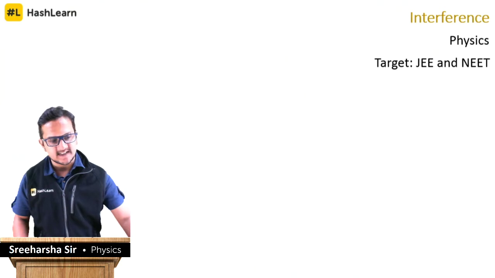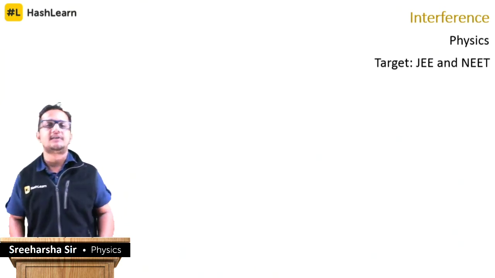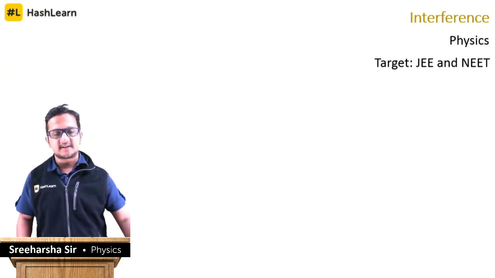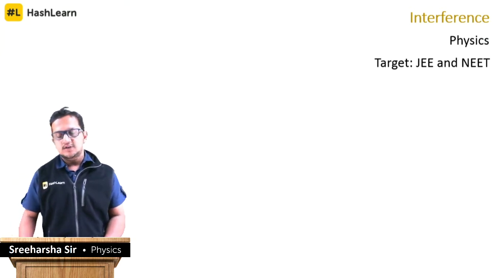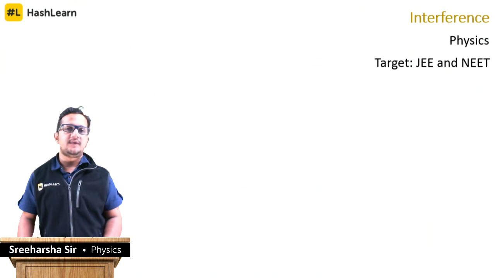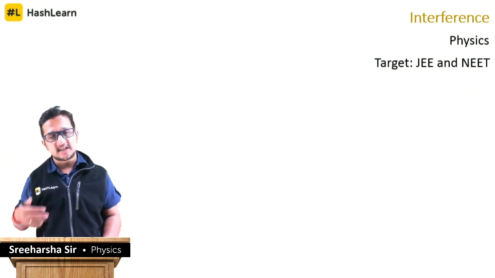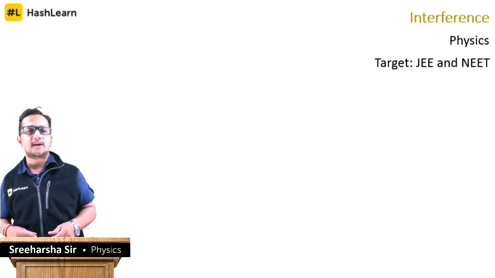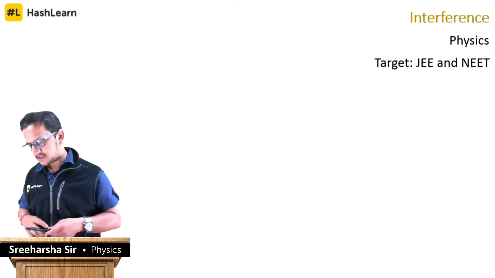I am Sri Harsha, your physics mentor, and we are dealing with the optics in the second year, okay? We have completed ray optics and the optical instruments. Now we are going to the second part of optics, which is called wave optics. So the chapter name is wave optics, and we are going to study certain properties of light which show the behavior of wave nature. In that we are dealing with the concept called interference.